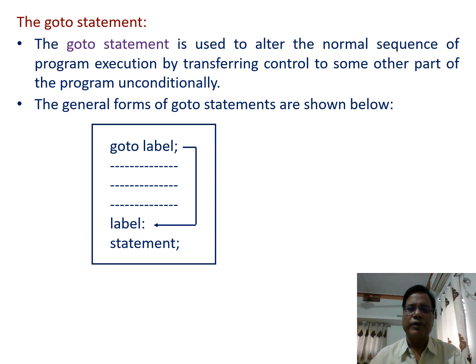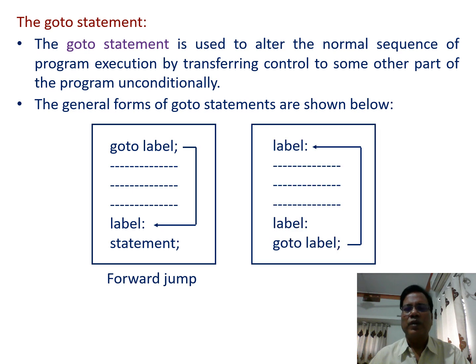This is the first form, called forward jump. This one is the second form, called backward jump. So either it is a forward jump or a backward jump. Whenever we have to transfer the control from one place to another place, we write the goto statement. The goto statement also includes a label. The label indicates the place at which control is to be transferred.